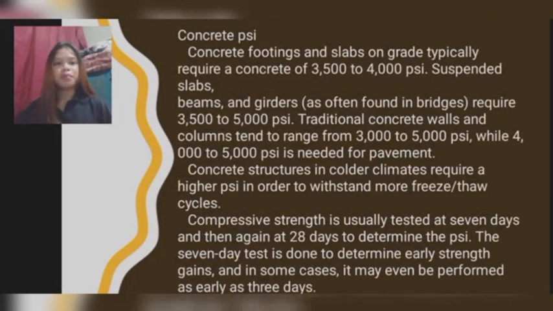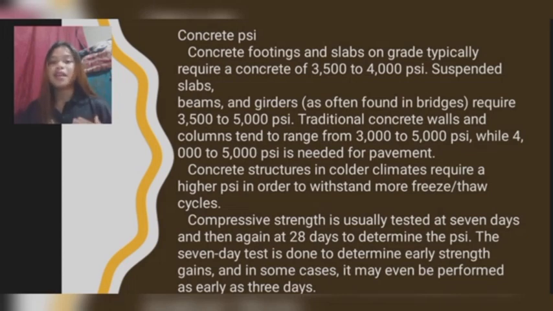So, concrete PSI. Concrete footings and slab on grade typically require concrete of 3,500 to 4,000 psi. Suspended slabs, beams, and girders require 3,500 to 5,000 psi. Traditional walls and columns tend to range from 3,000 to 5,000 psi, while 4,000 to 5,000 psi is needed for pavement. So, PSI measures the compressive strength of concrete.